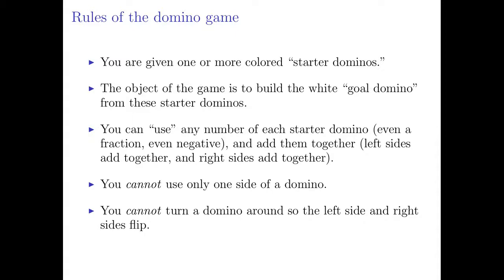The way you build a domino is you use any number of each of the starter dominoes. So I'm going to give you two of them. You can use a fraction of a starter domino. You can even use a negative number of a starter domino. Those are a little bit more difficult puzzles, and we won't start with those. But you can basically use any number of each of them and add them together. You add the left sides together and the right sides together of each of the starter dominoes in order to get the goal domino. And we'll do an example so you can see what we're up against before I give you the real puzzles.